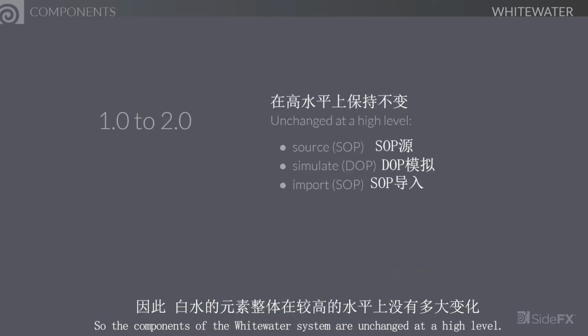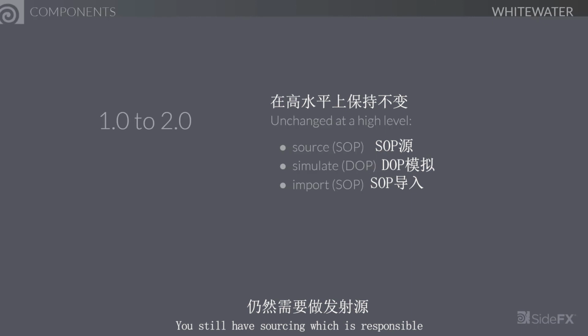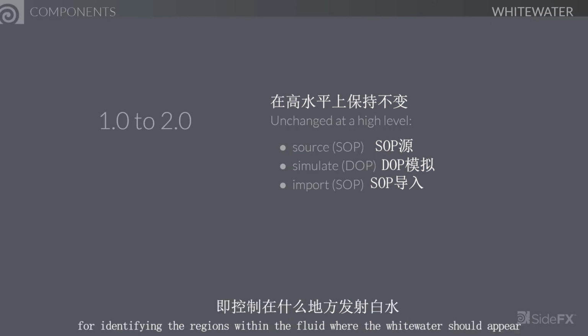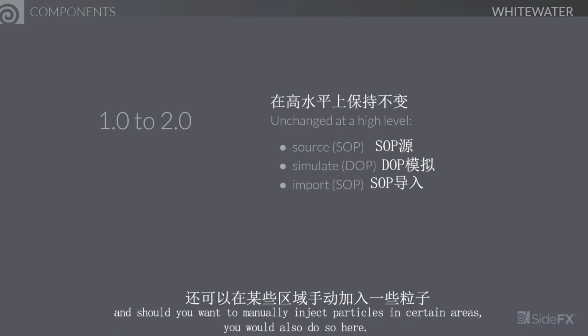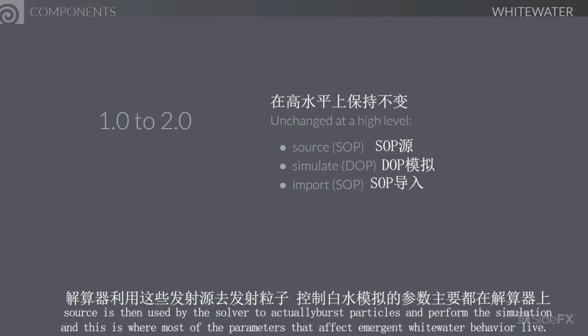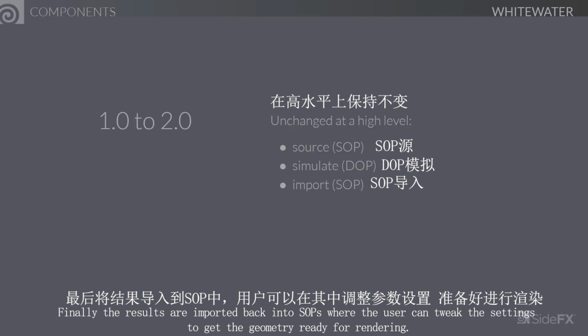So the components of the whitewater system are unchanged at a high level. You still have sourcing, which is responsible for identifying the regions within the fluid where the whitewater should appear. And should you want to manually inject particles in certain areas, you would also do so here. The source is then used by the solver to actually birth particles and perform the simulation. And this is where most of the parameters that affect emergent whitewater behavior live. Finally, the results are imported back into SOPs where the user can tweak the settings to get the geometry ready for rendering.